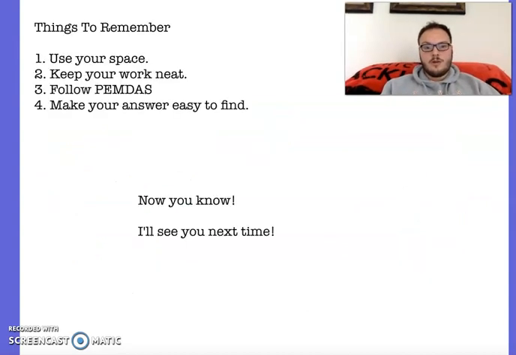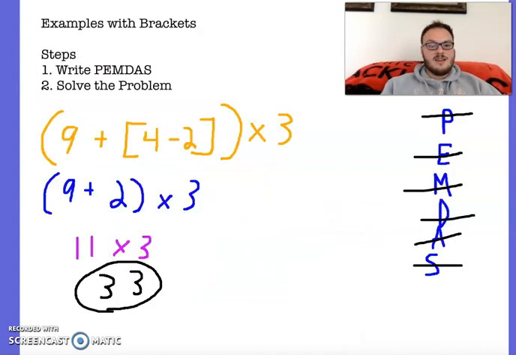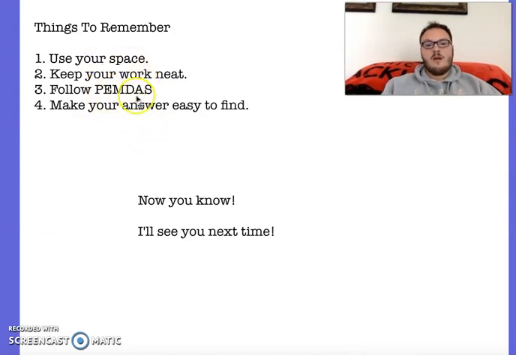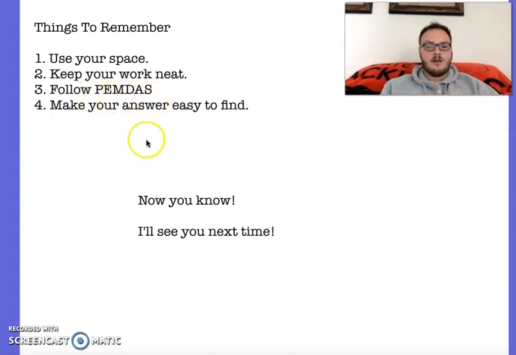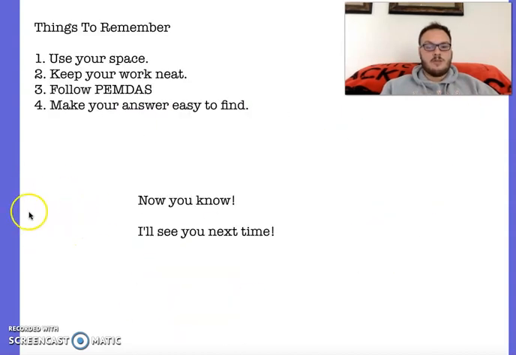Now, we will be working on order of operations for a while, but some stuff I just want to make sure you remember is use your space. Please use your space. If you go back and see my problem like right here, I make sure I write it off to the side. Keep your work neat. You will notice how I did everything in a line. That helps me keep it in order. Follow PEMDAS. If you get off PEMDAS, your answer will be wrong. Make sure you go step by step, working from the start of the left all the way over to the right, and then make sure your answer is easy to find. And you will notice that with how I circled or boxed my answers.